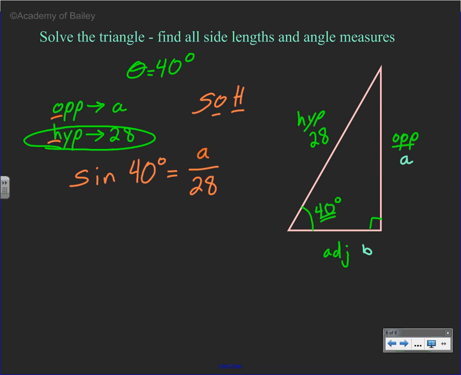Alrighty then, let's go ahead and wrap this up. The opposite of dividing by 28 is multiplying by 28. So if you multiply the right side by 28, you have to multiply the left side by 28. So A is equal to 28 times the sine of 40.